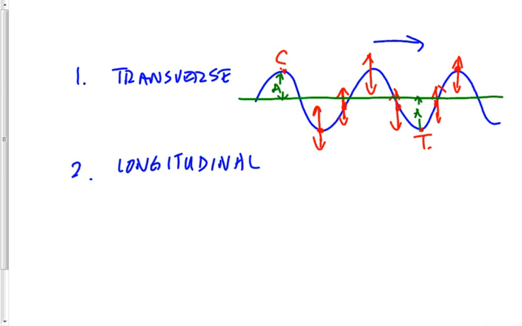This is a question, by the way, on your unit test coming up after Christmas. This exact thing. I'm going to ask you to label a whole bunch of things on a transverse wave. One of them is a crest, one of them is a trough, one of them is the direction of motion of the particles, one of them is the amplitude. Okay, this is exactly the question you're going to see on your test after the break.